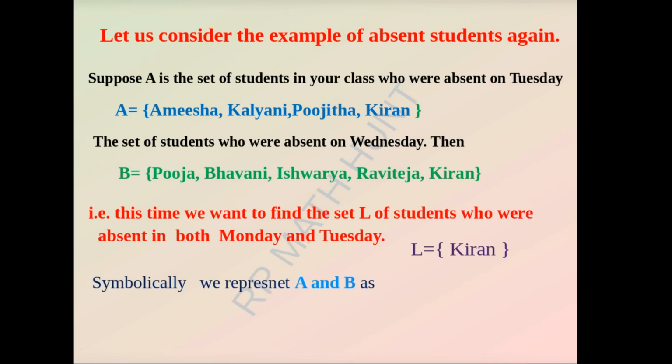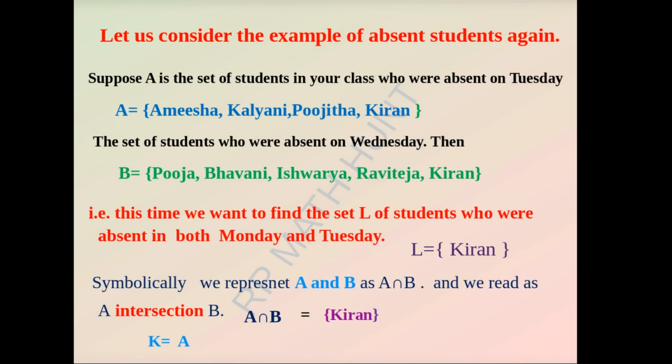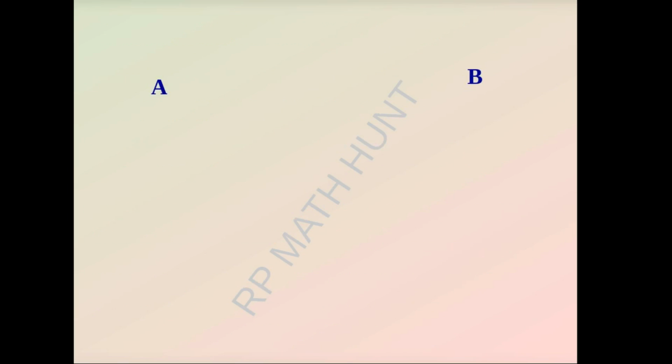Symbolically, we represent A and B as A intersection B, and we read it as A intersection B. A intersection B equals Kiran. K equals A and B, which will be written as A intersection B. That is, X belongs to A and X belongs to B.